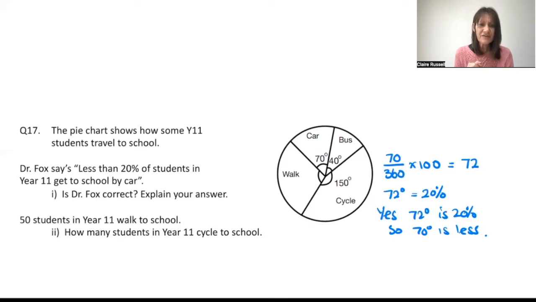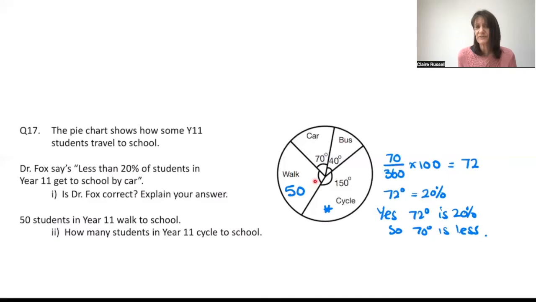It then says 50 students in year 11 walk to school. So I would go to my walk and I would put my 50 in. And it says that I have to work out how many students cycle. So these are the two sections that are important to me right now, okay? What I now need to know, however, if I'm going to answer this question, is the degrees of this section, which has not been given to me. So again, it's just another layer to make things difficult.